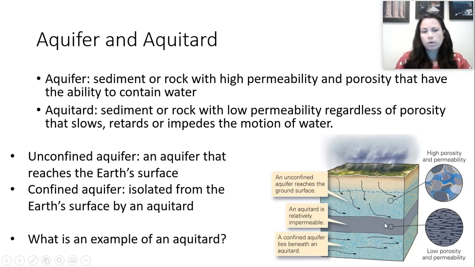So when we talk about a low permeability and generally low porosity rock, what kind of rock would you think that would be? Where do we see these things in the subsurface that would represent like an aquitard, an impermeable layer? Typically, we see those in clays or in shales or things like that that have very low permeability, and they impede the flow of water.